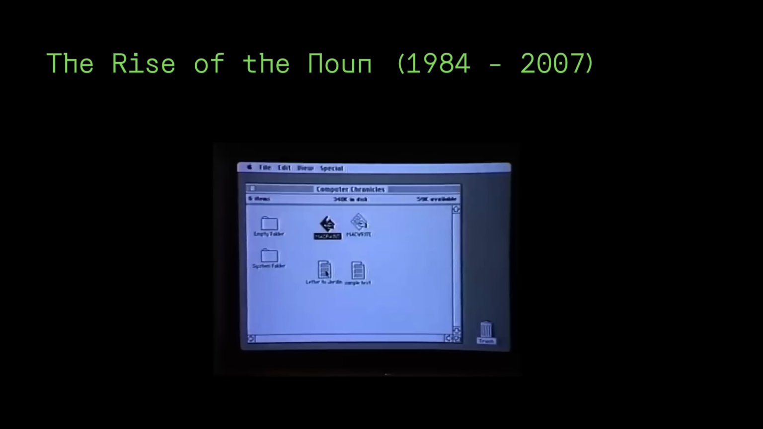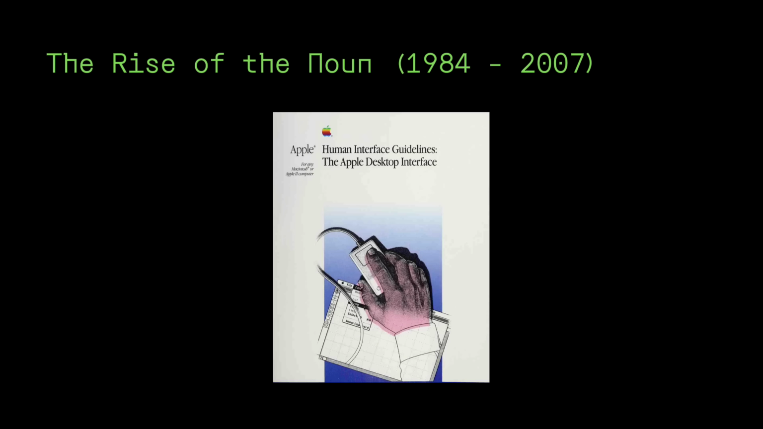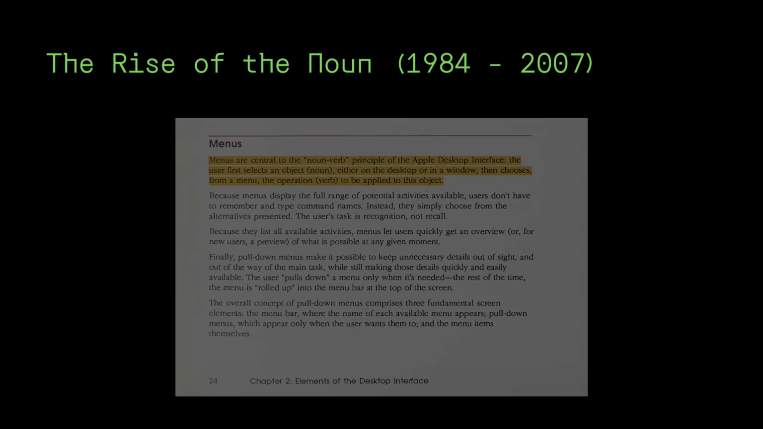Now, when the Macintosh launched in 1984, it did not just suggest the noun-verb order. It enforced it with religious zeal. The Apple Human Interface Guidelines in 1987, which is a document that became a Bible for a generation of developers, were very explicit. Menus are central to the noun-verb principle of the Apple desktop interface. The user first selects an object, noun, either on the desktop or in a window, then chooses from a menu the operation, verb, to be applied to this object.